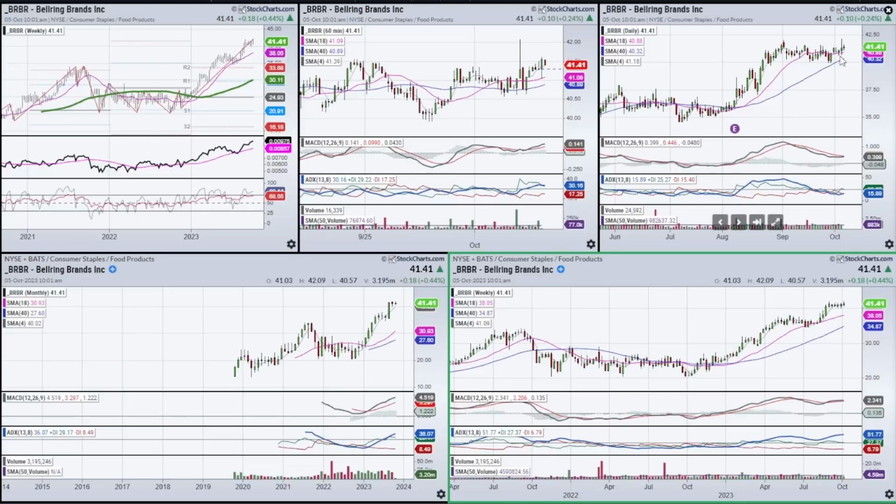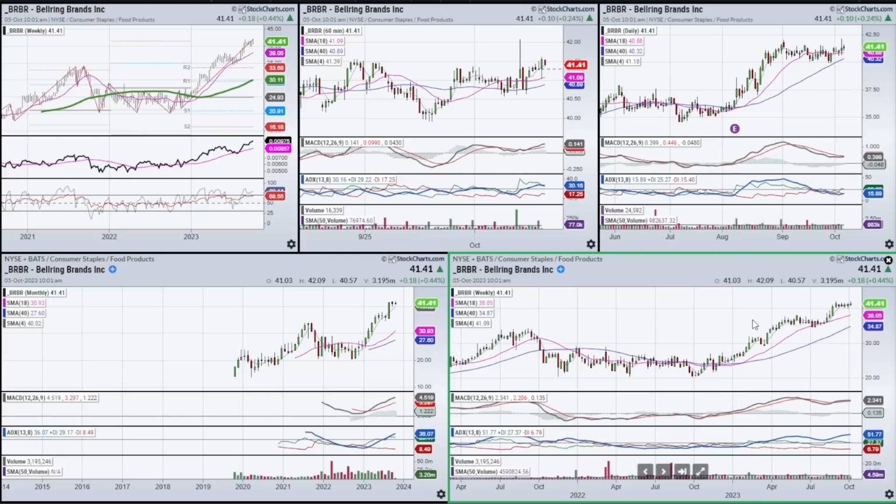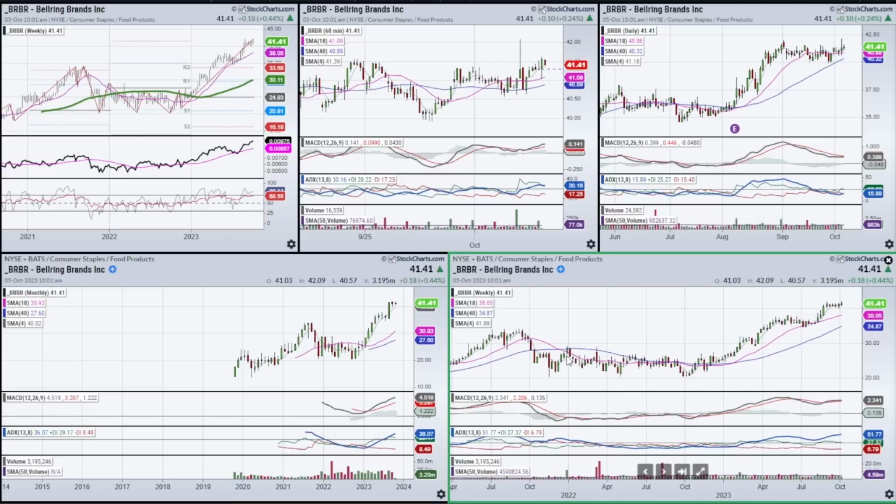That you could still be in partial position on. I don't know that I really want to chase this on a breakout after it's already made such a huge move. So I would probably want to see this a little closer to the 18-week line. It's already stretched away from the 18-month. So if you're going to play this for a breakout, I would be pretty nimble.